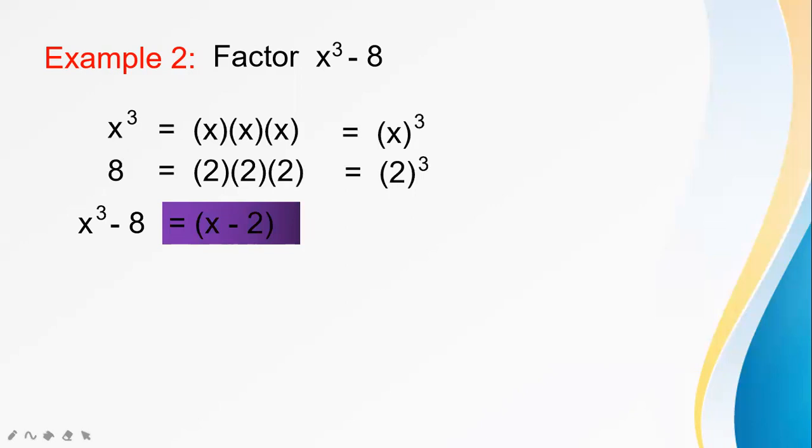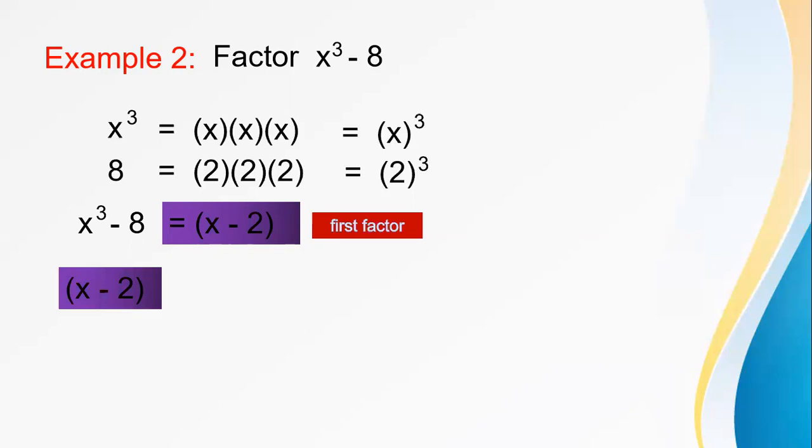Next, using the first factor. So this will be our first factor. Using the first factor, then get the second factor. So according to letter A, square the first cube root, then multiply the two cube roots, and then letter C is square the second cube root.